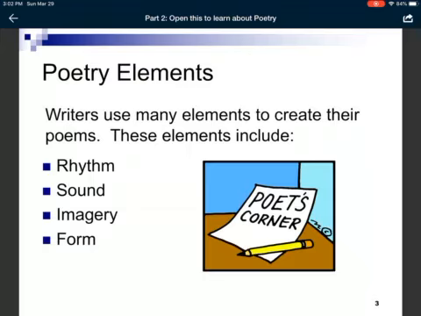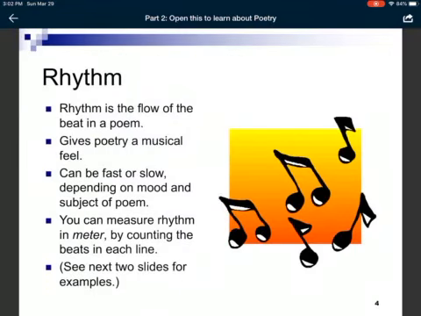And then sometimes it has really good sound or imagery. Imagery is creating those visuals or pictures in somebody's head. And then also form. Form is how you structure it. And you're going to be getting to learn about a lot of different kinds of poems during this unit that look different than other ones. So rhythm.